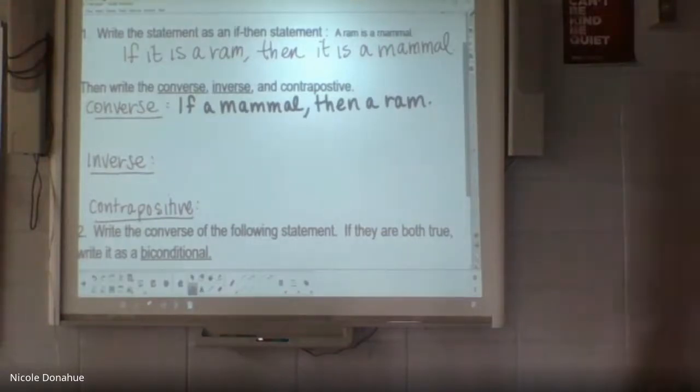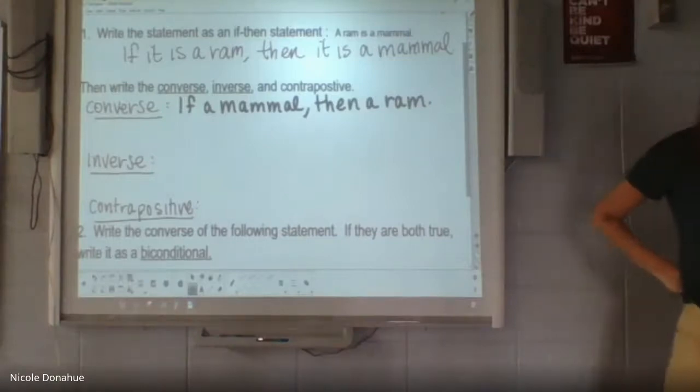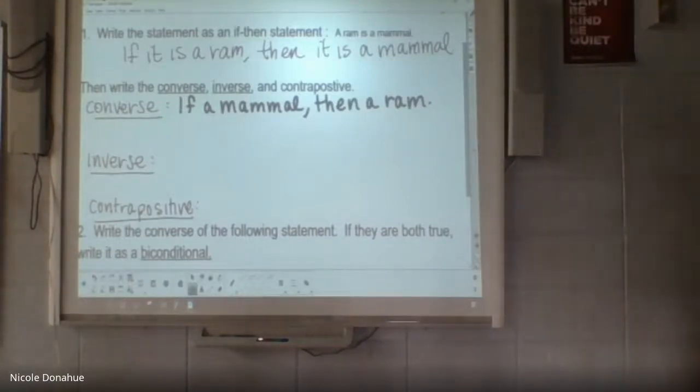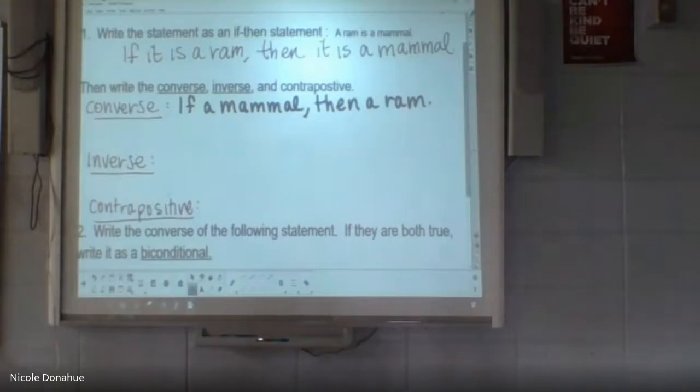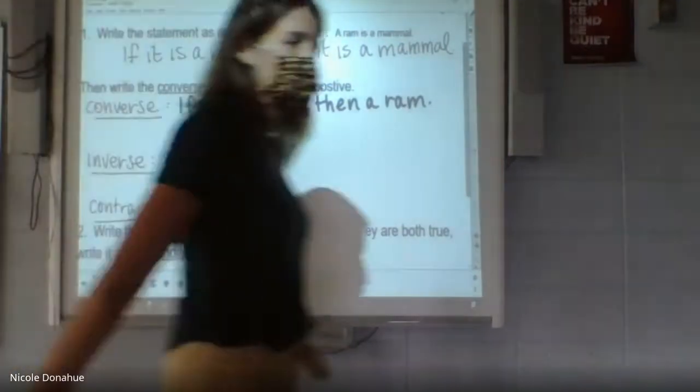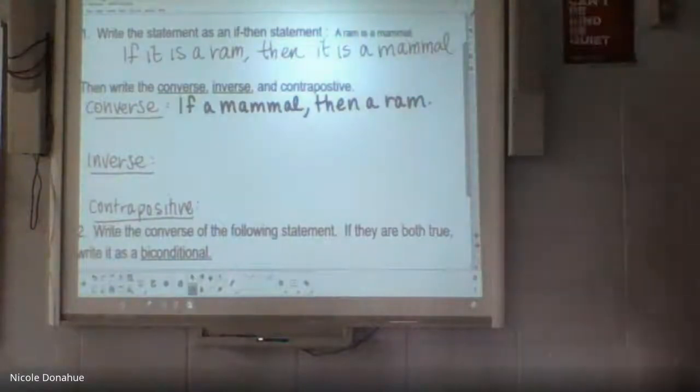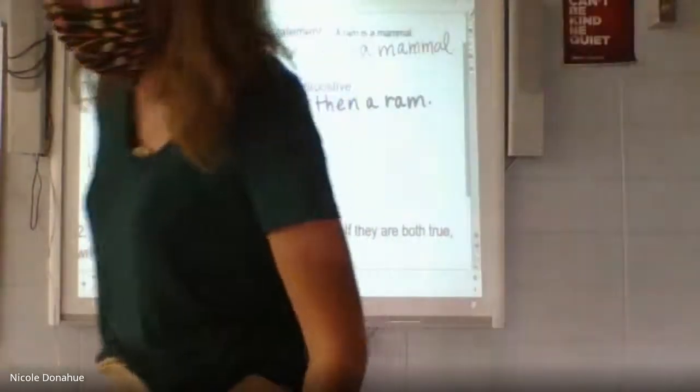Now this would be an example of one I could say is false, because we're actually mammals and probably argue that we're not Rams. I know that's our mascot, but I don't identify as a ram necessarily as a person. So mammals don't have to be rams. I have mammals that live in my house that are not rams.